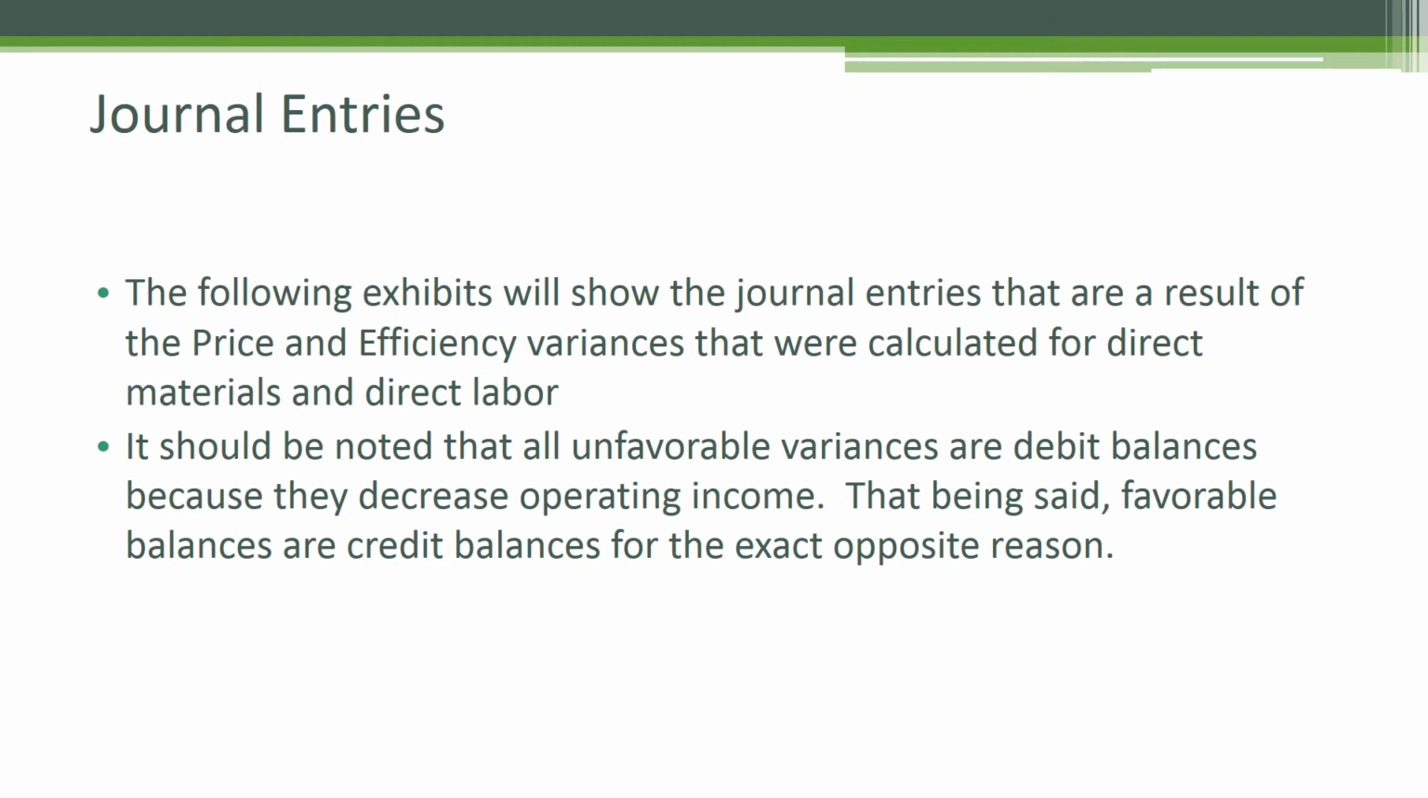The following exhibits will now show the journal entries that are a result of the price and efficiency variances that were calculated for direct materials and direct labor. It should be noted that as we work ourselves through these journal entries, all unfavorable variances are debit balances because they decrease operating income. And that being said, all favorable balances are credit balances for the exact opposite reason. They actually help us to increase our operating income.